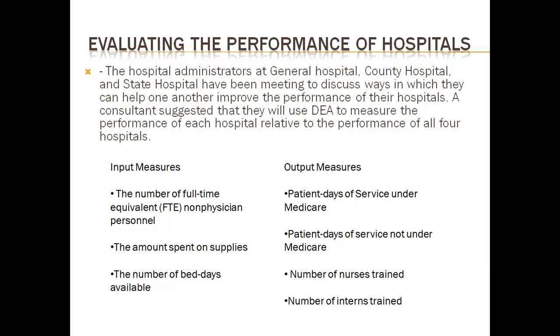Okay, I need you to take note of these input measures and output measures. For the input, we only have 3. The first one is the number of full-time equivalent non-physician personnel. The second one is the amount spent on supplies. The third one is the number of bed days available. And for the output measures, there will be 4. The first one is the patient days of service under Medicare. The second one is patient days of service not under Medicare. The third is the number of nurses trained. And the last one is the number of interns being trained.